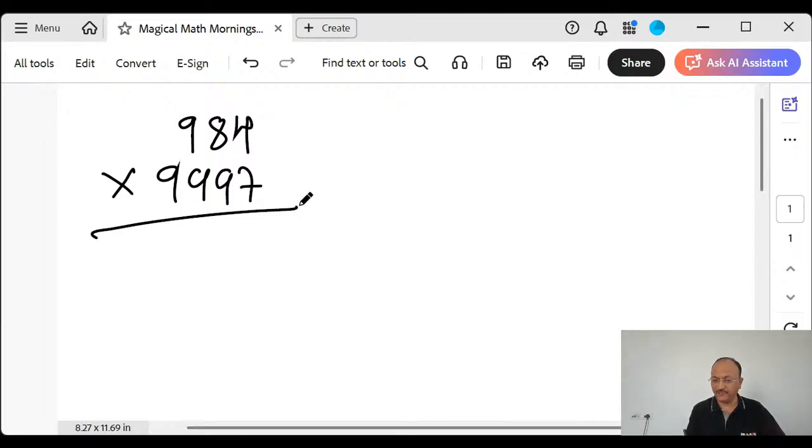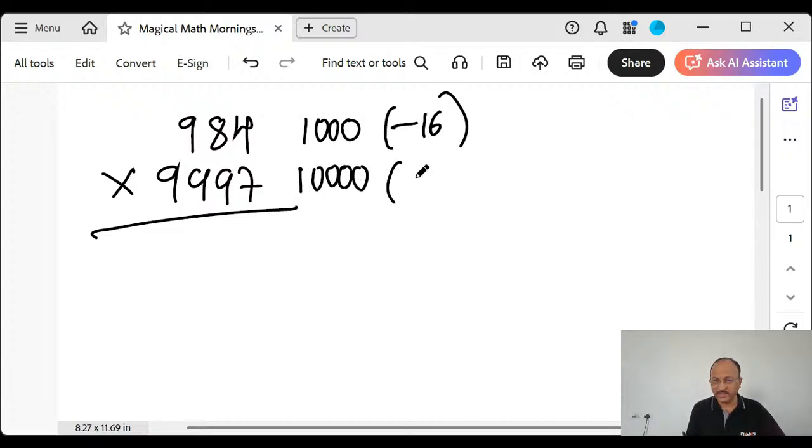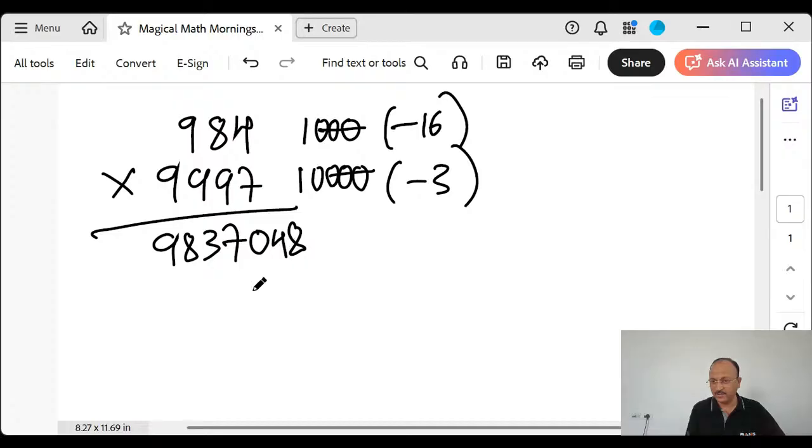And I think I got the perfect answer. Very good. And it's easy also, correct? No, the base is near to 1000, but the deviation is minus 16, and here base is 10,000 and the deviation is minus 3. So what will write? 1 0 will left out, correct? No, 9840 minus 3 is 9837. 16 3s are 48, but 3 zeros are there, so I will write 048. Perfect. All of you had given the correct answer. Very good.